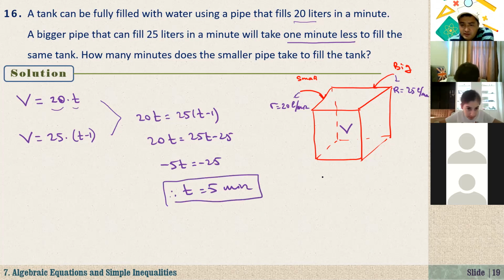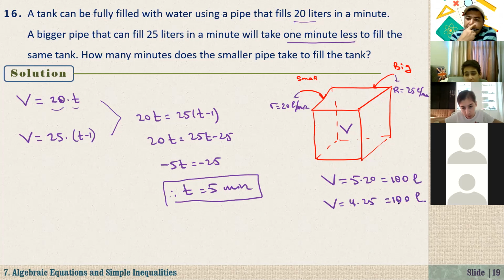Now if you check this, the volume is 5 times 20, which is equal to 100 liters. And for the second pipe, every minute 25 liters of water is pouring from the big one. After 4 minutes, how much water pours from the big one is 4 times 25, which is equal to 100. So for the second one, V is equal to 4 times 25, which is equal to 100 liters.